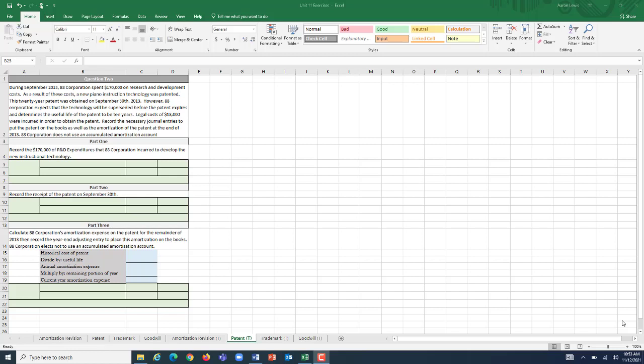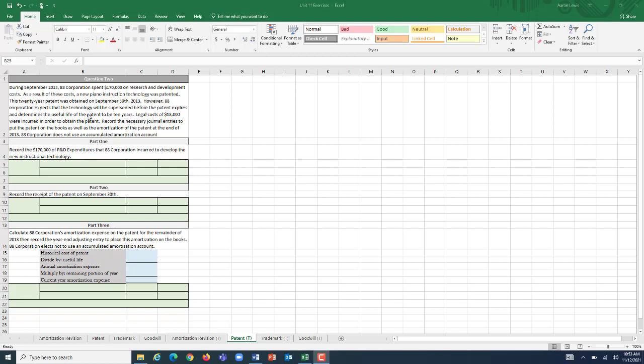In question 2, we have 88 Corporation developing technology for a new piano instruction method that they are developing internally by doing $170,000 of research and development. They went through the process of doing R&D to develop this technology, and on September 30th, 2013, they received a 20-year patent. They expect, however, that this technology will be superseded before that patent expires, and its useful life will only be 10 years.